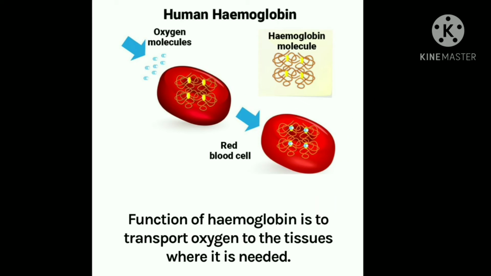Now we will see the functions of hemoglobin. As you have seen, when human hemoglobin absorbs oxygen molecules, it turns red. Okay, so that is why our blood color is red. The function of hemoglobin is to transport oxygen to the tissues where it is needed.